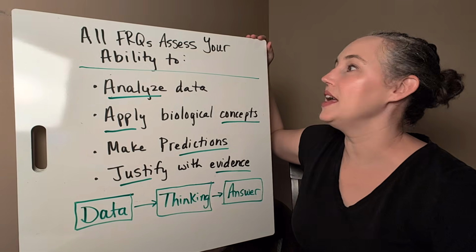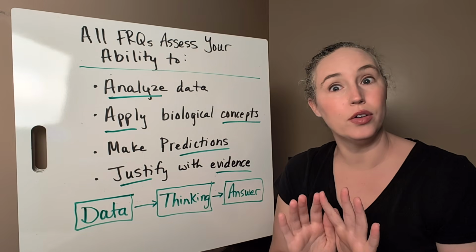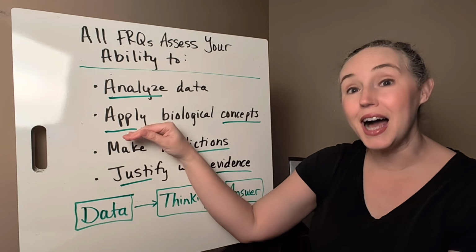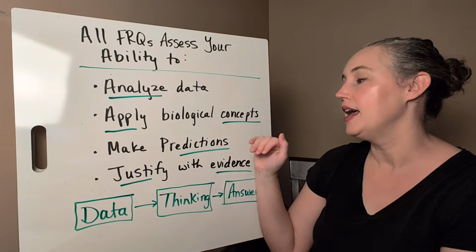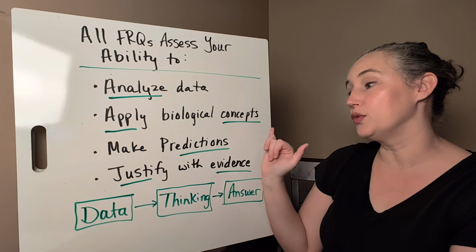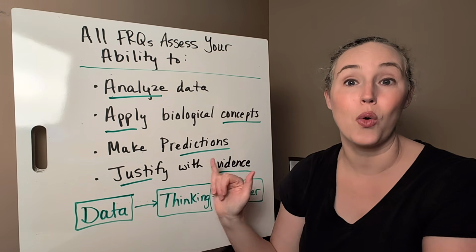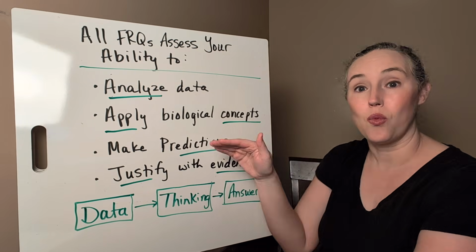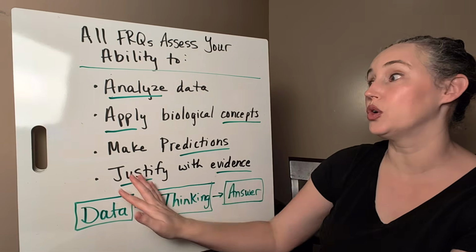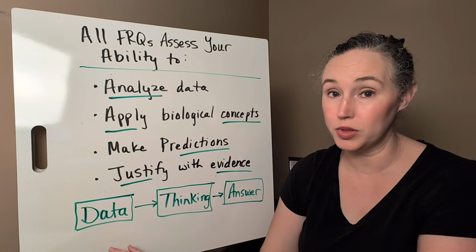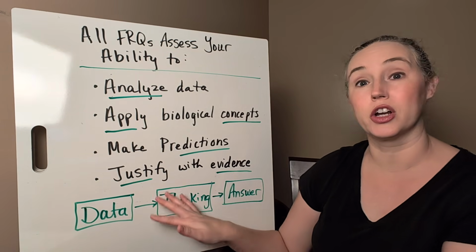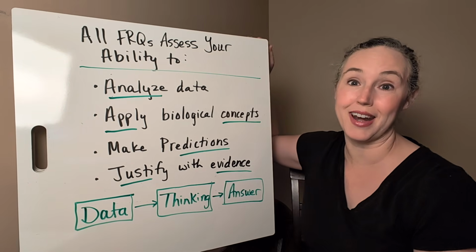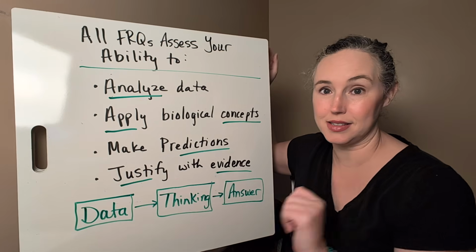So, all of the FRQs, all 6, are trying to assess your ability to analyze data, apply biological concepts, and make predictions. Don't forget, you're also going to have to justify with evidence, so being able to say why you think what you think with the data that's given. They all are going to be presenting you with some data or information, and they're going to require that you think or process that information before you give an answer. Now let's break them down step by step.